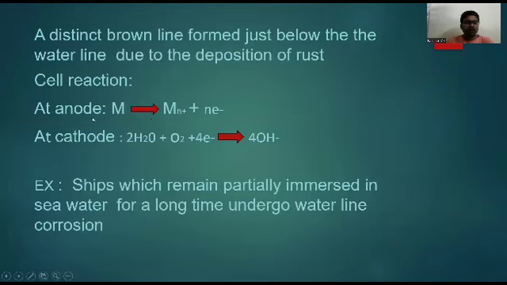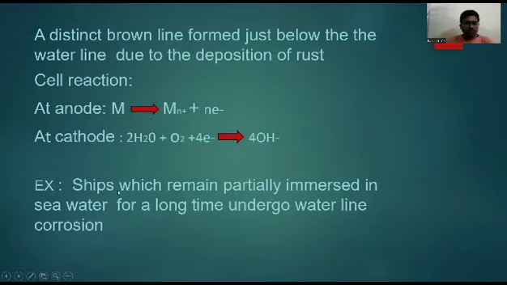Cell reaction. At the anode, the metal is converted into a metal ion, and at the cathode, two water molecules plus oxygen and 4 electrons are converted into 4 OH minus.